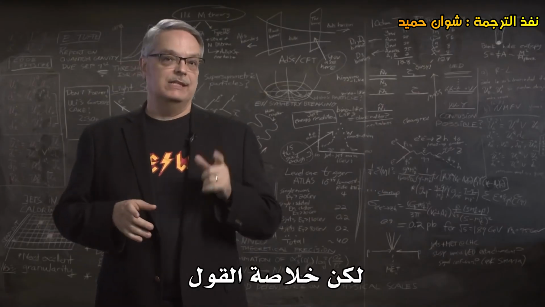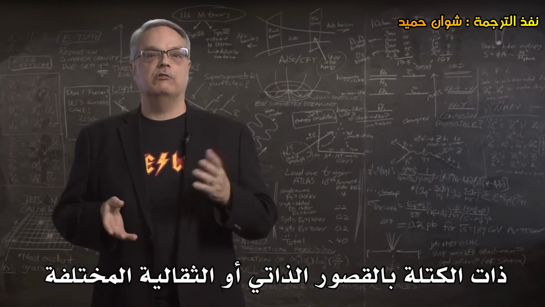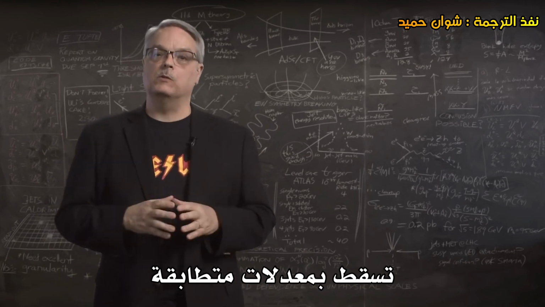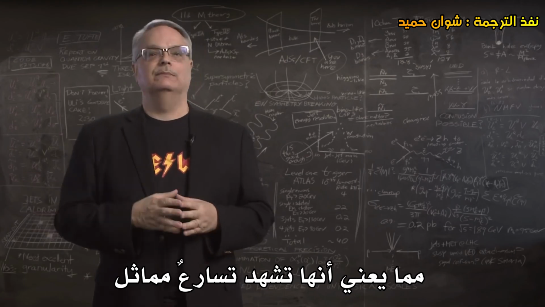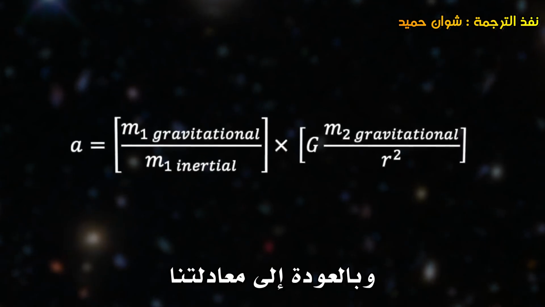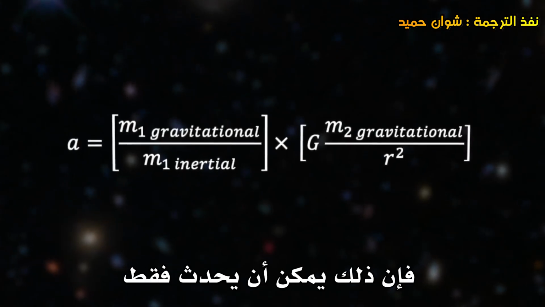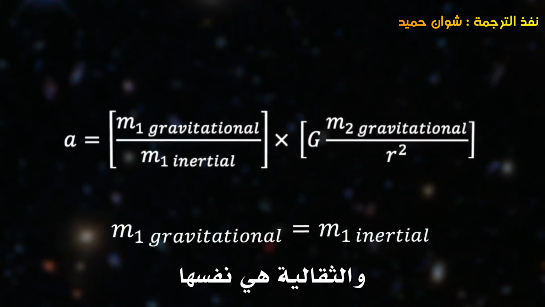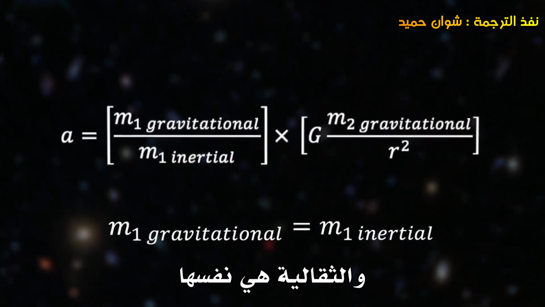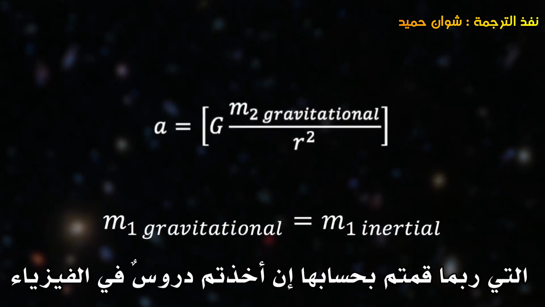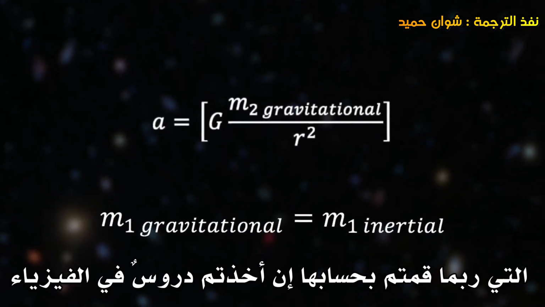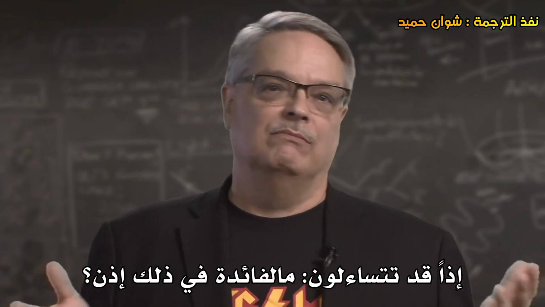But the bottom line is that objects of different inertial or gravitational mass fall at identical rates, which means that they experience identical acceleration. And, getting back to our equation, that can only happen if the object's inertial and gravitational mass is the same. Then they cancel out in the equation, and you get the formula that you might have calculated if you ever took physics. So you might be thinking, so what?